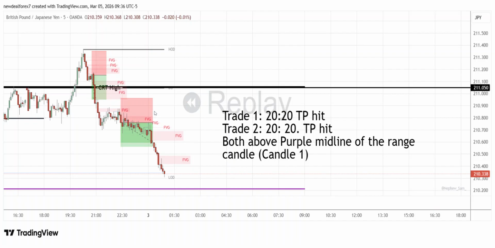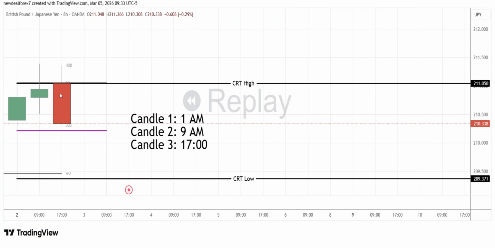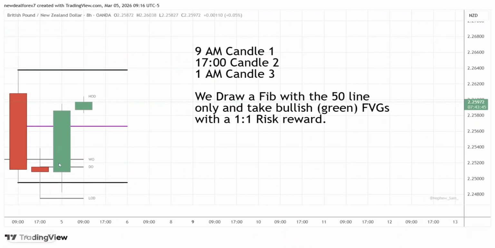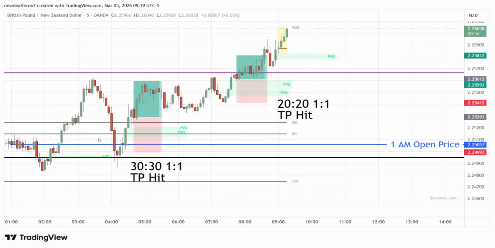So that's typical candle 3 behavior. But the trick is, remember, we're above the middle of candle 1. Okay, let's go back. We're shorting above the middle of candle 1. Once again, we're going long below the middle of candle 1. This is our trading range. All we want to see is fair value gaps in this range, and that's it. That's all we're looking for.